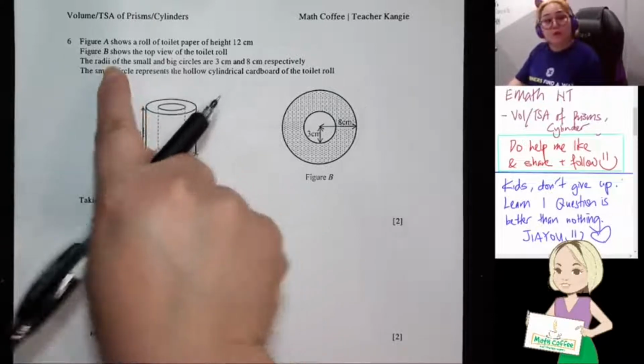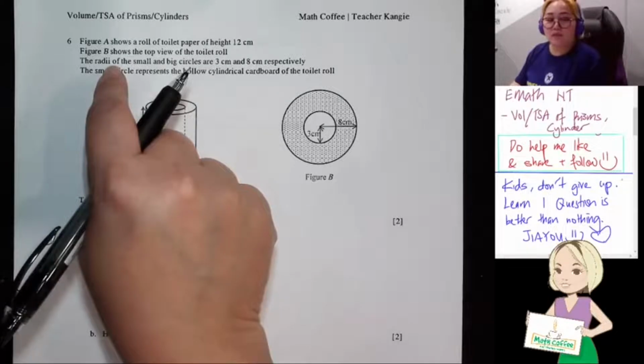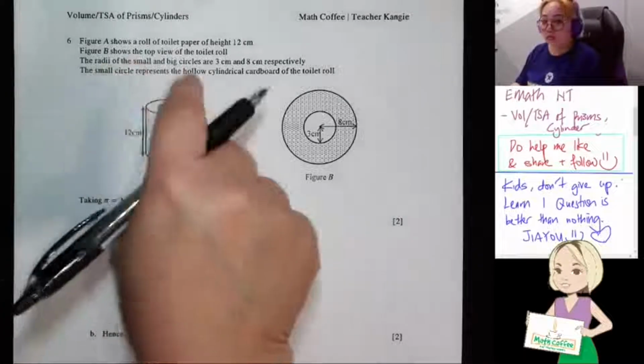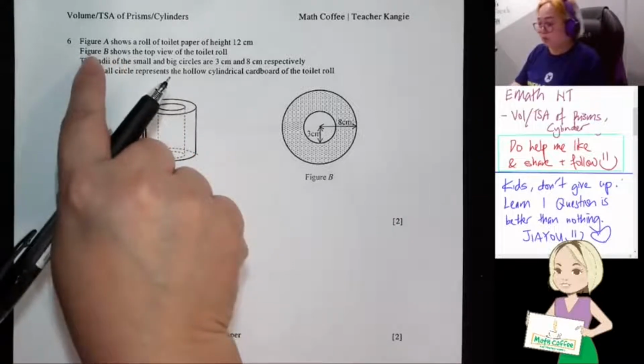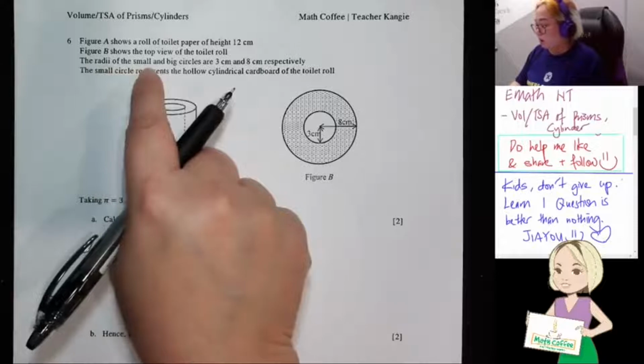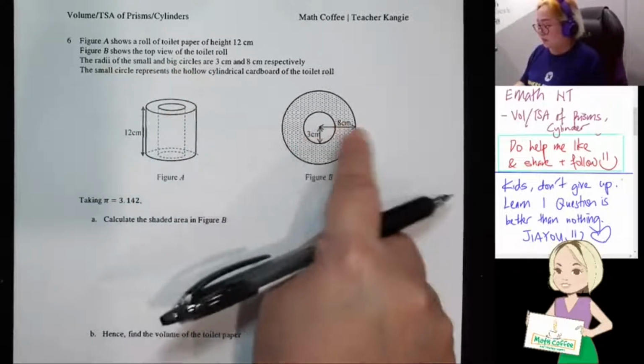So this word RADII, don't panic even during exam if this is the first time you see the question. Anyhow, guess also know that this means it's the radius lah. So no need to really bother too much about whether you know this word or not. So the radius of the small and the big circles are 3 cm and 8 cm respectively.